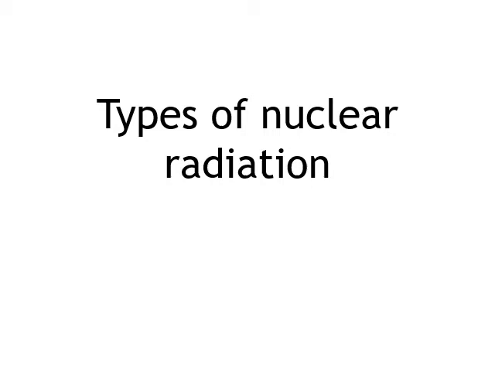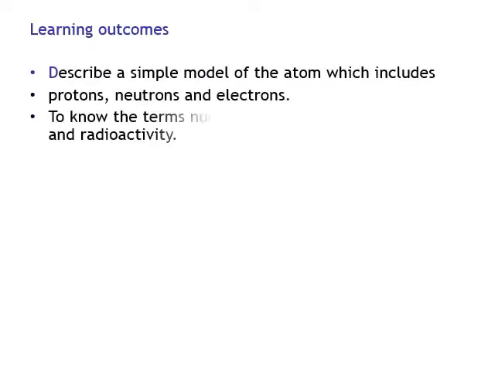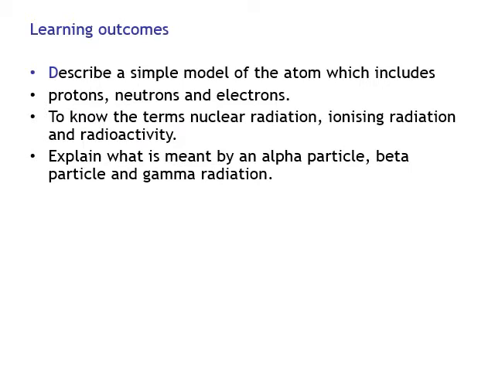Welcome to this video looking at the different types of nuclear radiation. These are the things that you need to know by the end of the video. Describe a simple model of the atom, including the parts of the atom, the protons, neutrons, and electrons. Know the terms nuclear radiation, ionizing radiation, and radioactivity, and explain what an alpha particle, a beta particle, and gamma radiation is.